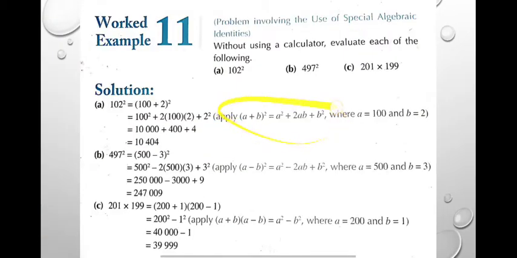Oh, it's written here even. Okay. So a squared will be 100 squared here, plus 2ab will be 2 times 100 times 2 in the middle, plus b squared will be 2 squared. So 2 times 100 times 2 is 400, yeah. So this is kind of an easier way to calculate it.